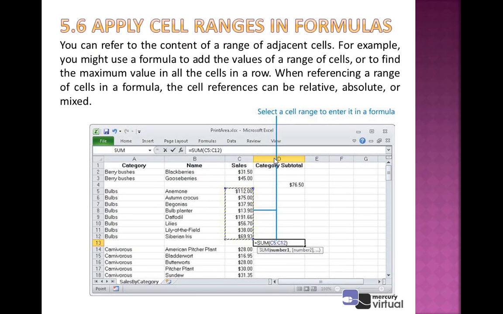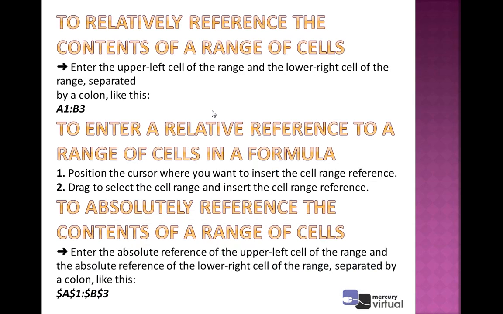Then 5.6 is apply cell ranges in formulas. It means how to apply the cell range in the formula. As I told you, click on the cell, use the cursor and then drag till where you want the cell range to end and then press enter. That will be the usage for the range of cells. These are the steps available to relatively reference. As I told you, relative reference, this is A1 to B3. Then absolute reference, if I'm using the absolute, then $A$1:$B$3. Colon means from A1 to B3.